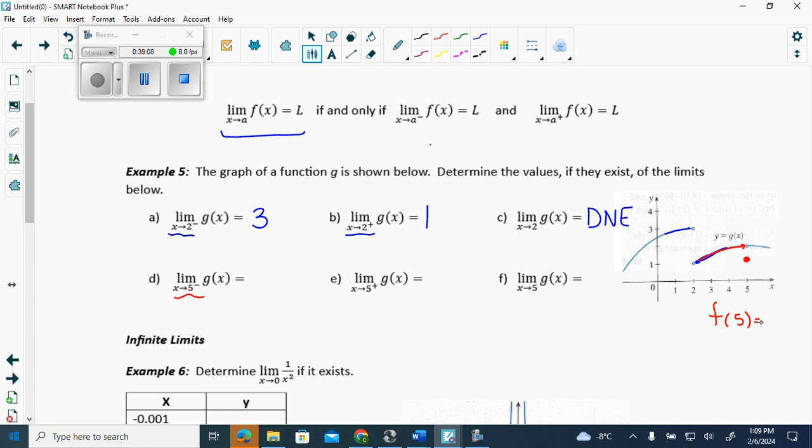Was it a 1 or higher? 1? Cool. I don't actually care about that, though, if I'm talking about limits, right? So from the left, it's approaching 2. From the right, it's approaching 2. So what is it at 5? 2, because they approach the same value. So if the limit exists, then that means I don't even have to talk about left and right. That just tells me that from the left and the right, they're both approaching 2. Correct? All right.